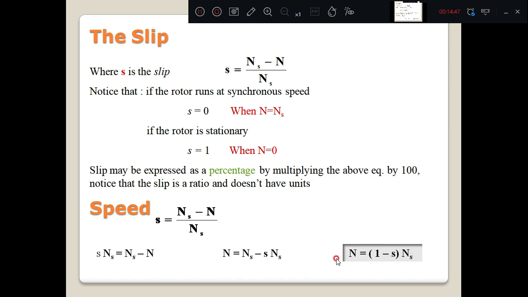There are three important equations we are using here. One is for the synchronous speed, ns, which is given by 120 f by p. The other one is the slip, and the third one is the rotor speed.